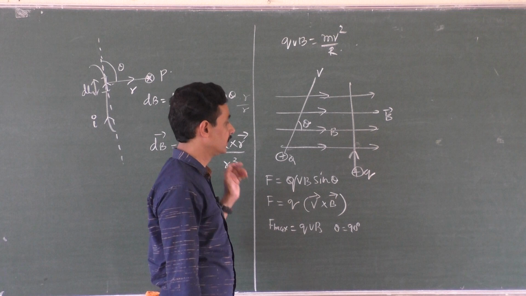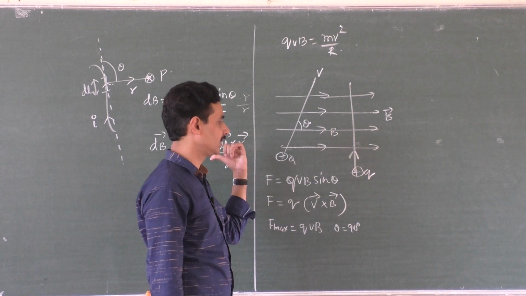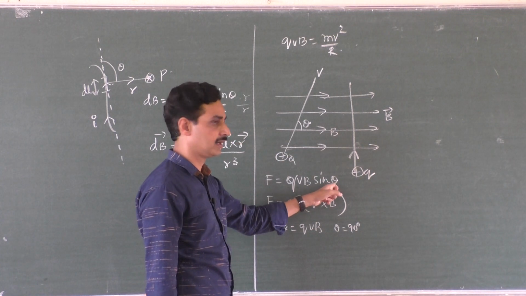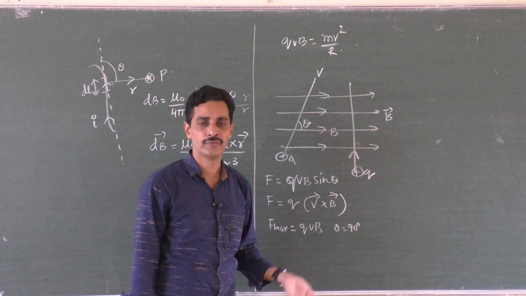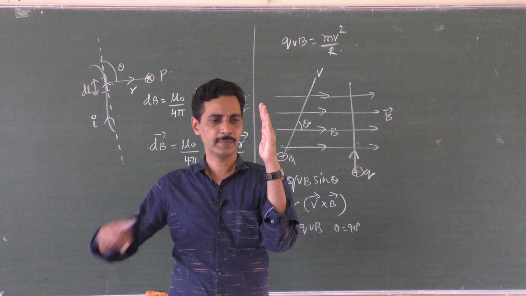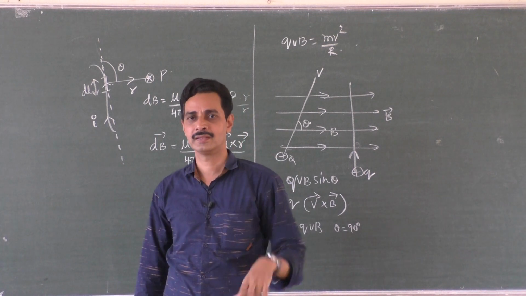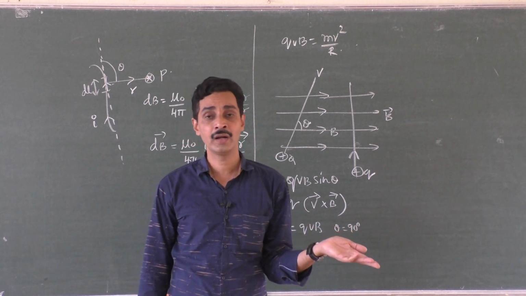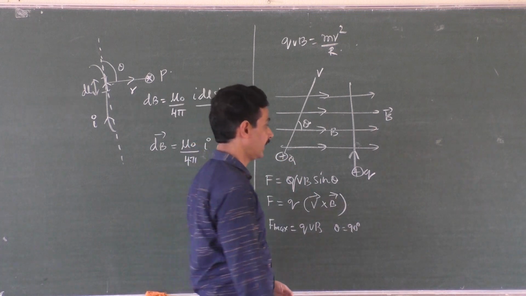If it moves parallel or anti-parallel to the field, sine 180 or sine 0 gives 0, no force. That means the path is a straight line. A charged particle moving perpendicular to the magnetic field follows a circular path. Neither perpendicular nor parallel, then it is helical, you know.